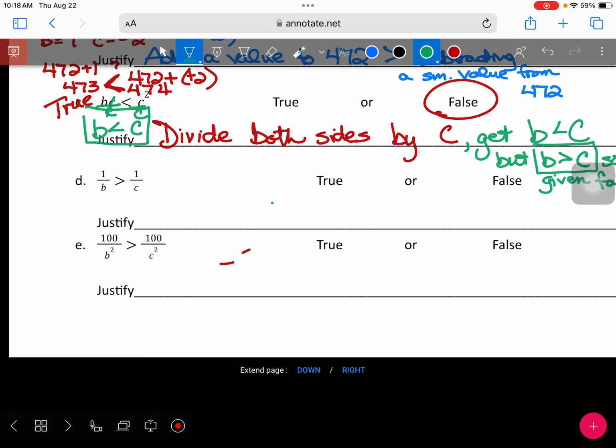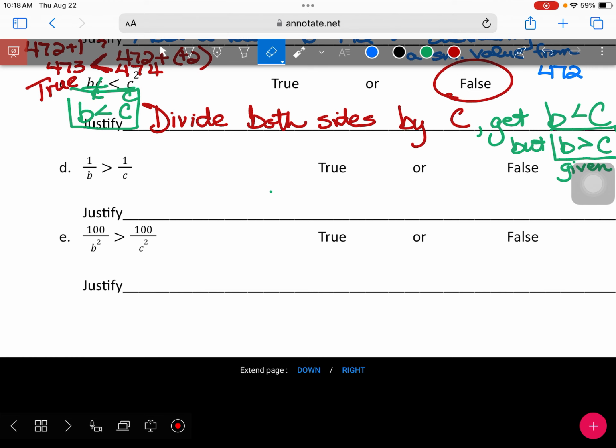Letter D. What about 1 divided by B? How does that compare to 1 divided by C? This says it is greater than. Is that true or is that false? False. Why?